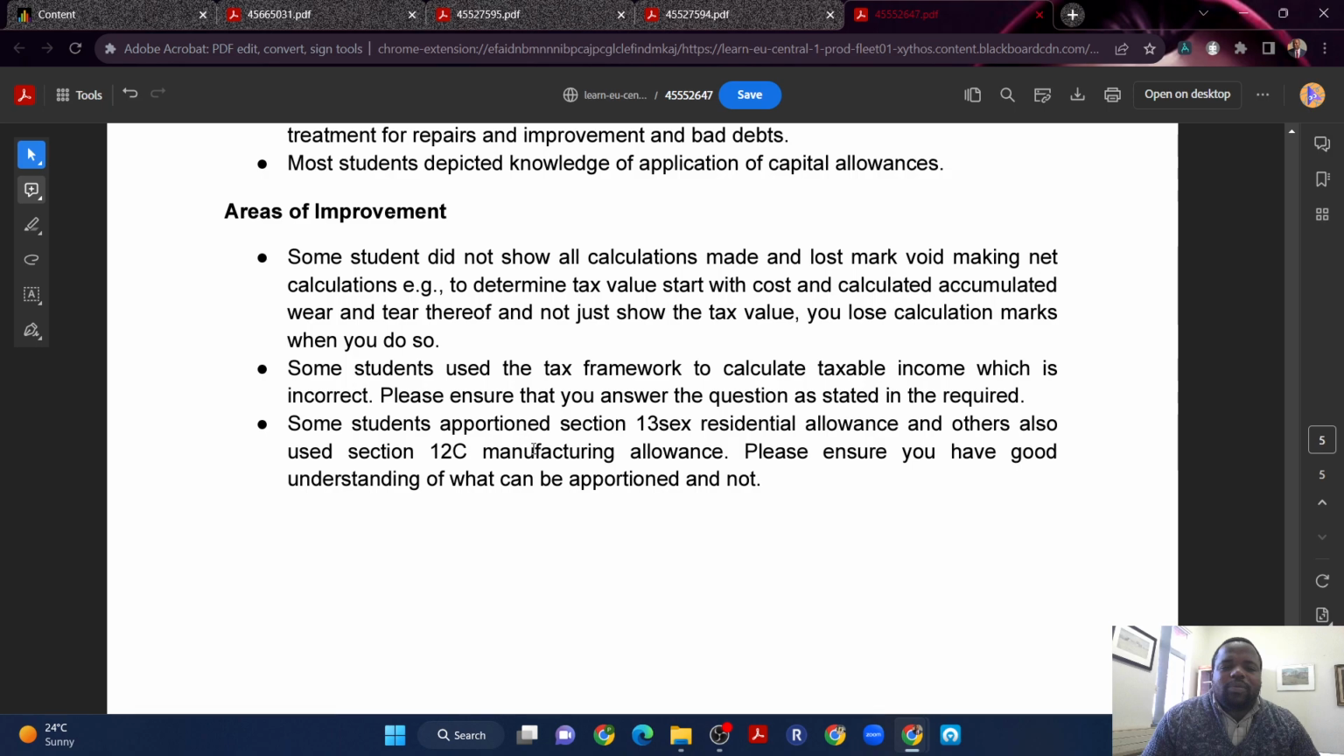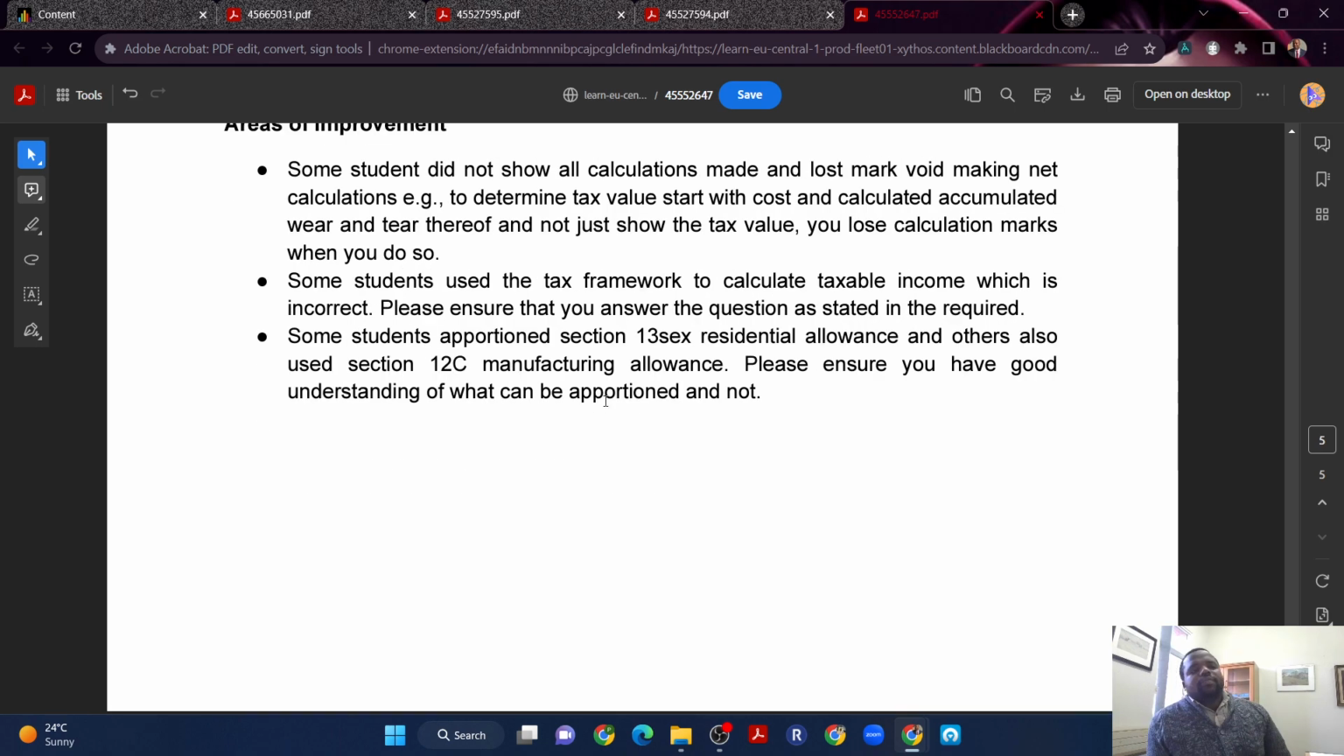Please ensure that you answer the question as stated in the required. Yeah, like the required was quite clear, come to think of it. And then some students are apportioning. Yeah, guys, but I guess again, these are things which come with practice. I won't lie, as you do many questions over time, you will know which sections must be apportioned and which sections are not apportioned, irrespective of when the asset was put into use.